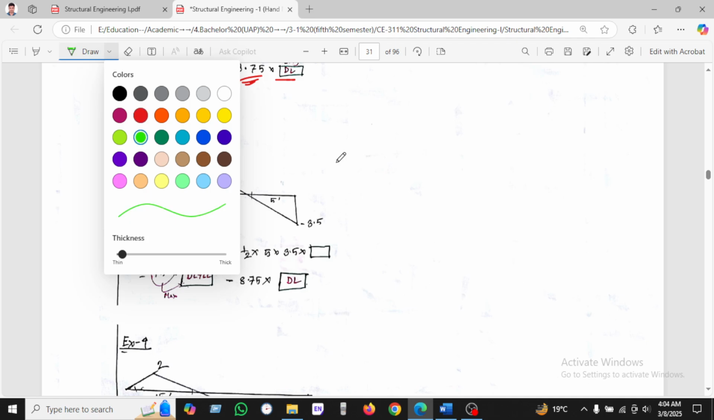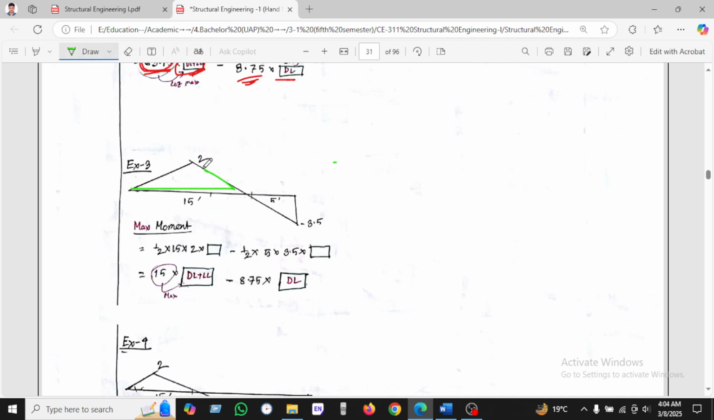We can see here the first segment. Half into length is 5, into height is 2, and we are drawing a box here. And the second portion we have seen here, half into length is 5 and 3.5. After calculating here, we have found this value is 15. On the other hand, we have found this value is 8.75.